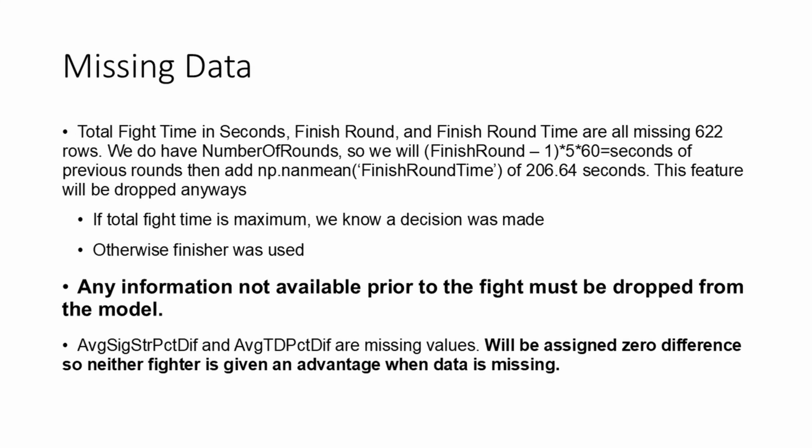Missing data was initially imputed using NumPy nanmean, which calculates the average while ignoring not a number values. When it came time to actually train the models, I realized that I should not have used data that was not available prior to the fight, such as total fight time. This is because inferences can be made, such as if the total fight time is the maximum value, we know a decision was made. Otherwise, we know a finisher was used. Other missing data such as average significant strike or takedown percent difference was assigned 0, so neither fighter is given an advantage when data is missing.